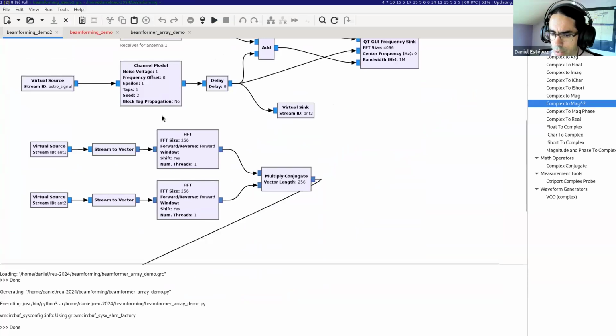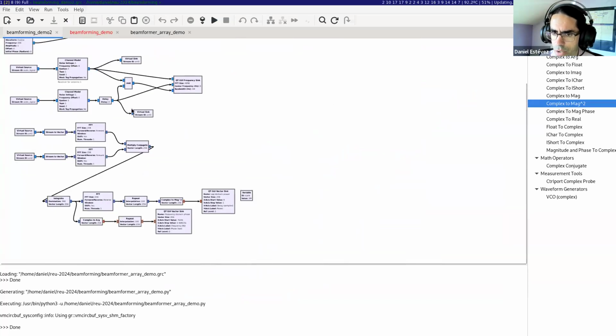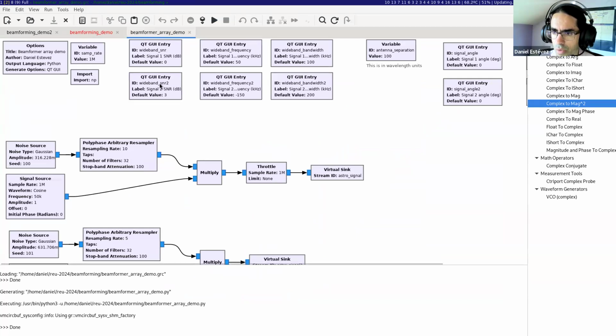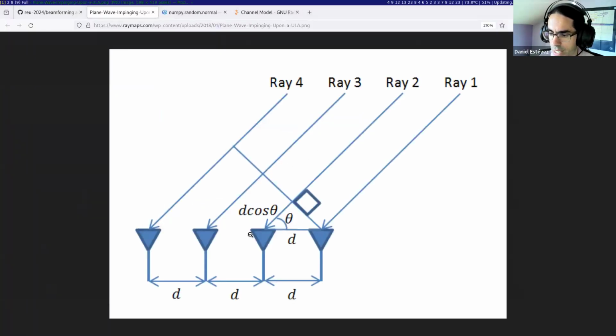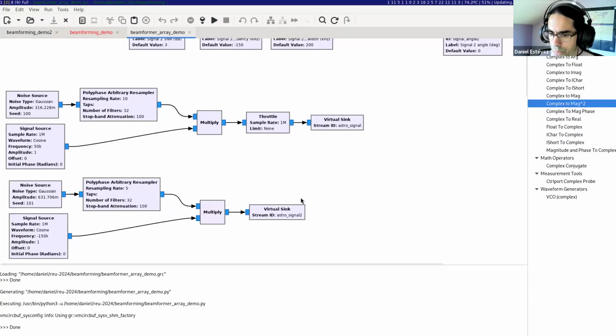And how does this look like? I basically have, let me zoom out all the way. This isn't it, so beamformer array demo. I have here two signals. This is the same as before, Gaussian polyphase arbitrary sampler. So astronomical signal 1, astronomical signal 2. The reason why I have two signals is because I'm going to simulate that they come from different parts of the sky. By once again going back to this graph, one of them will have one angle, let's say theta 1. The other one will have a slightly different angle, theta 2.